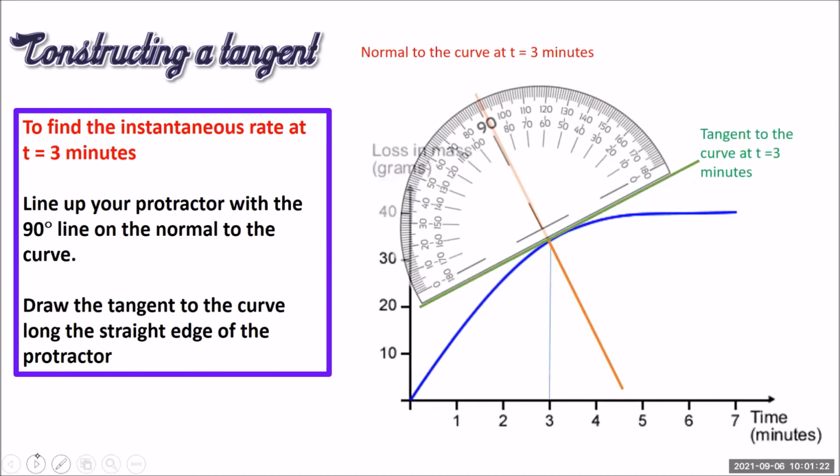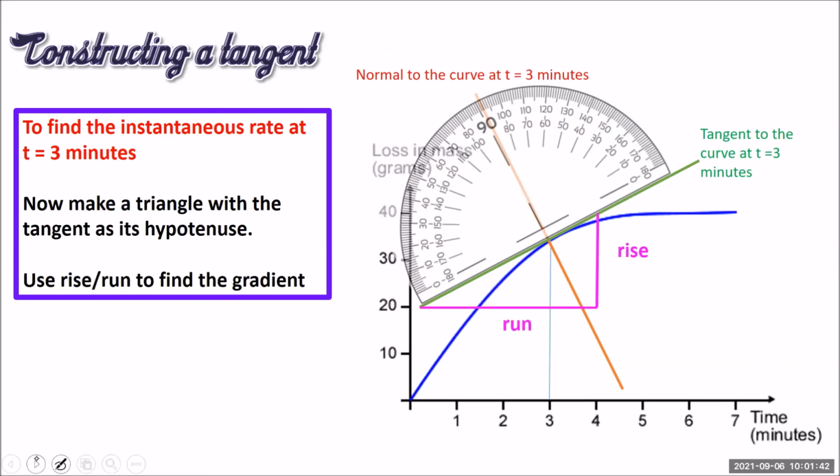Now you're going to want to turn your protractor around so that the 90-degree line is lining up on the normal. Then you're going to draw a line that just touches the curve along the straight edge of the protractor, and that is your tangent to the curve. Once you have your tangent, you can construct a triangle to give you the rise over the run.